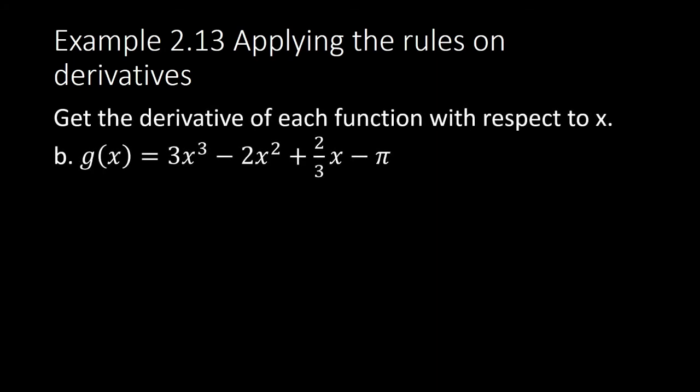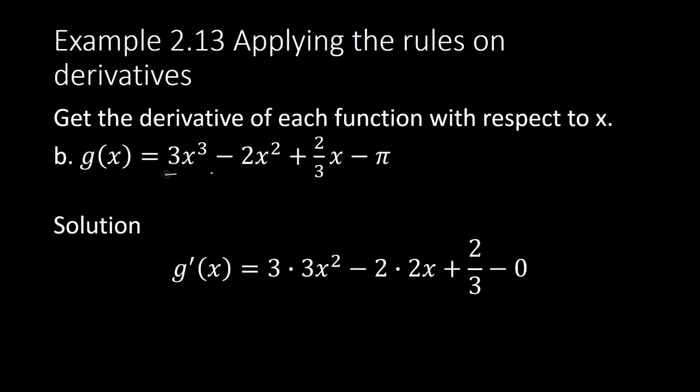g of x is defined in the following way. It is equal to 3 times x cubed minus 2 times x squared plus 2/3 times x minus pi. So this is the sum and difference of many functions. For the first term, the 3 is a constant, so we will just leave it as it is. We bring down the 3, and then we subtract 1 from the exponent of x. So 3 minus 1 is 2. The derivative of the first term is 9 times x squared.